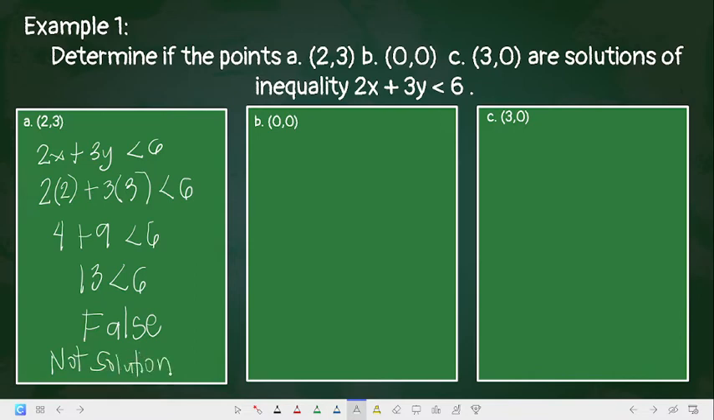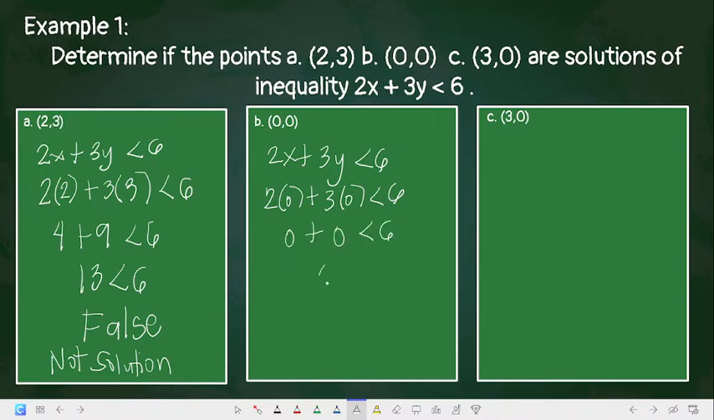Okay, this time let's try 0, 0. So, we have 2x plus 3y less than 6. So, substitute 0 to x and y. So, 2 times 0, that is 0, plus 3 times 0, that is 0, less than 6. 0 plus 0, that is 0, less than 6. Is this true or false?